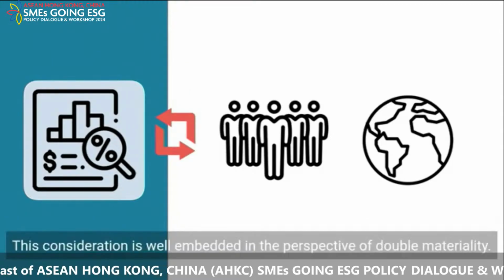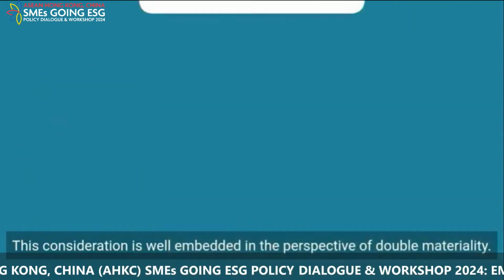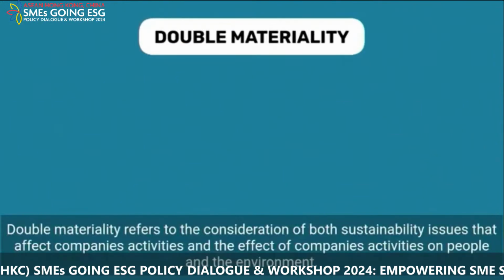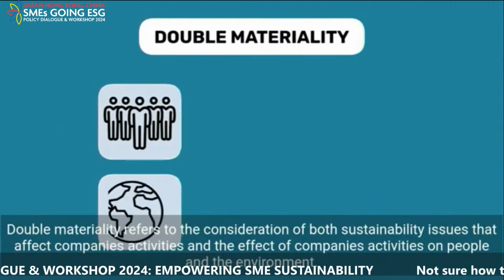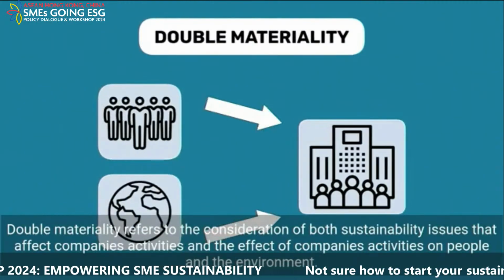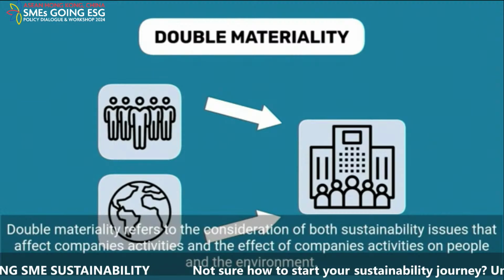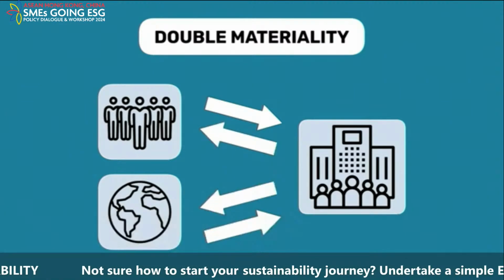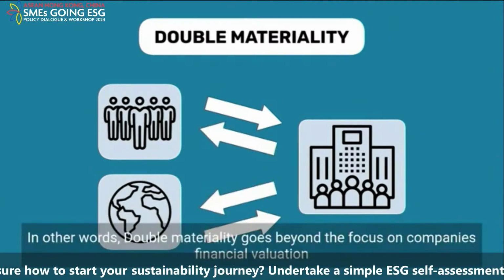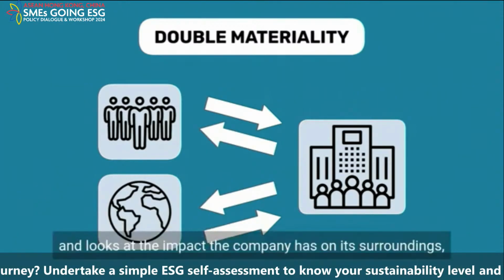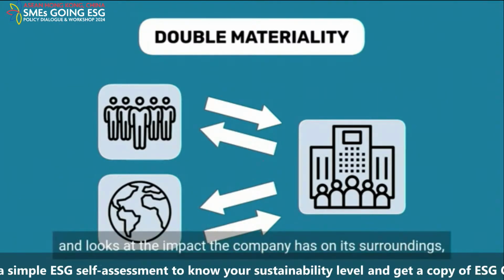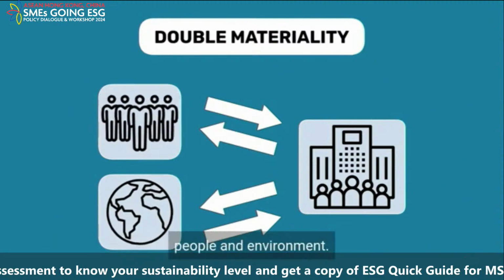This consideration is well embedded in the perspective of double materiality. Double materiality refers to the consideration of both sustainability issues that affect companies' activities and the effect of companies' activities on people and the environment. In other words, double materiality goes beyond the focus on companies' financial valuation and looks at the impact the company has on its surroundings, its people, and environment.